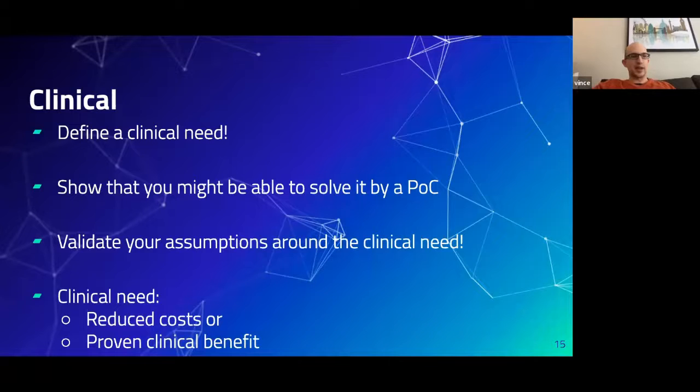First of all, you really have to define your clinical need. You want to show here that you might be able to solve it by a proof of concept. And very importantly, you want to validate. Validation is so important so that you're not stuck with, this is how we're going to solve it. You're going to hear this a lot also in the upcoming phases, but validation is really the key. But very importantly, what is it that you want to validate?